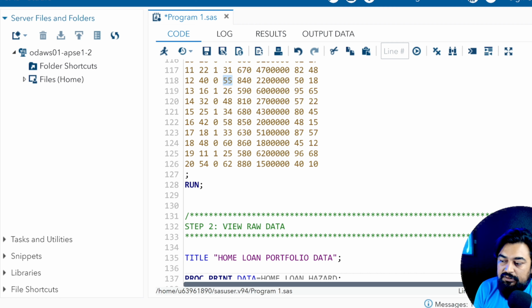Now you should simply understand that customer ID is the most important thing here. Why? Because it's the unique identifier of each borrower. That's what we should understand. And again, time is very important. Time is one of the most important variables in a hazard model. It represents the number of months until default occurs. That's why it's very important.